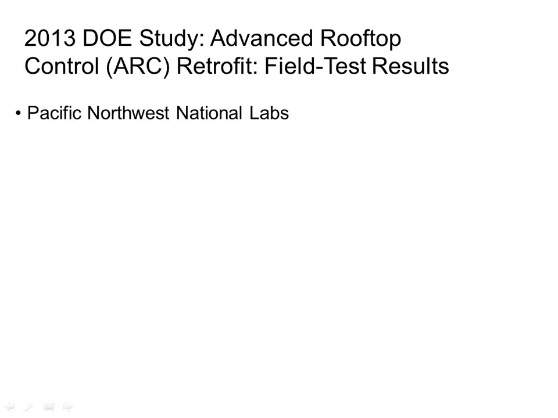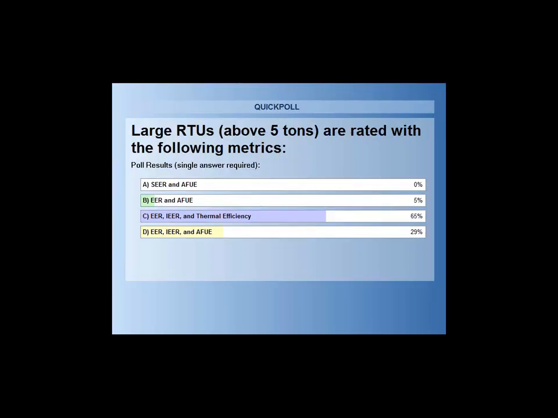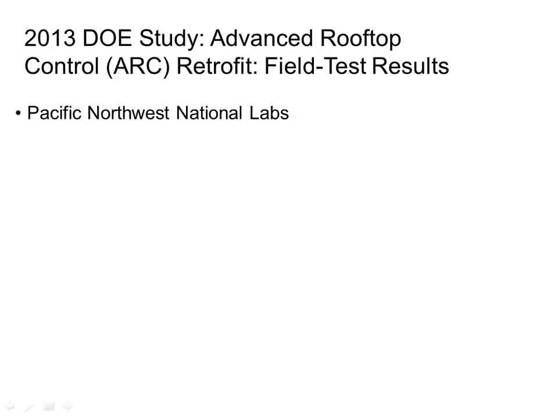All right, so I'm popping the answers up there for you. 65% of the people were correct in choosing C, which is EER, full load cooling, IEER, part load cooling, and thermal efficiency, that's the heating efficiency. Some people incorrectly guessed AFUE instead of thermal efficiency. AFUE is only for 65,000 cooling BTUs and under. All right, so back to our slides.